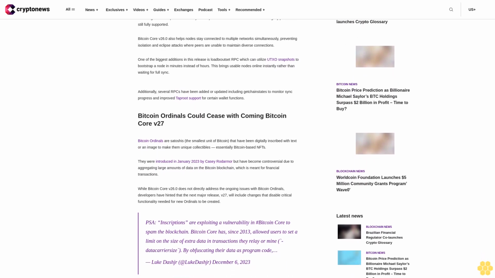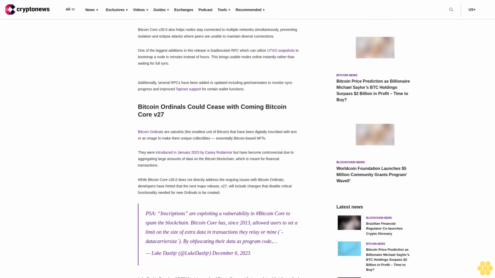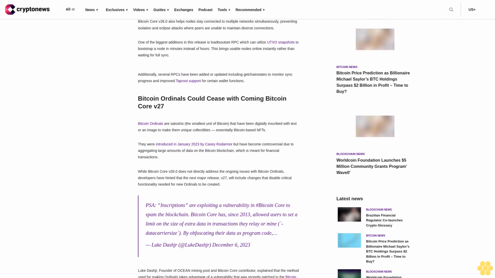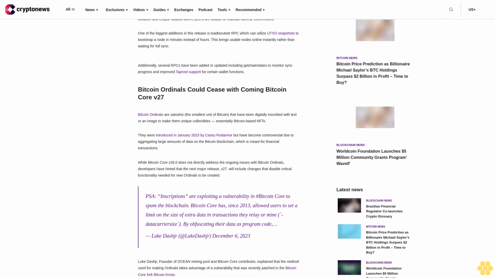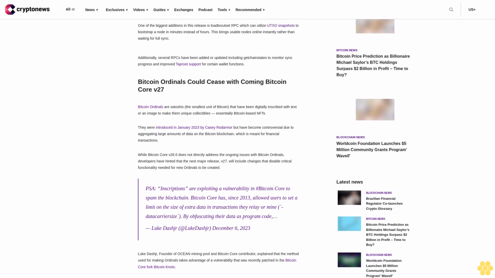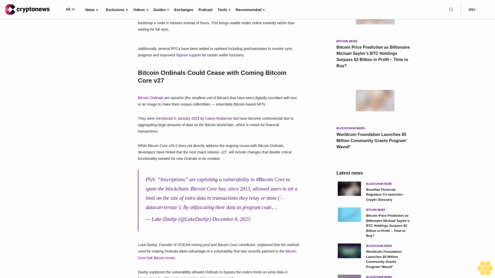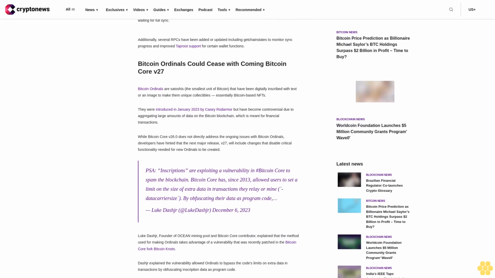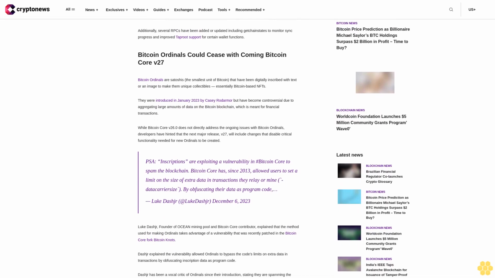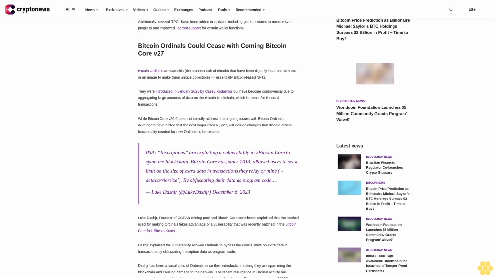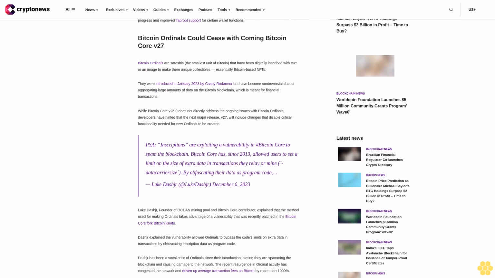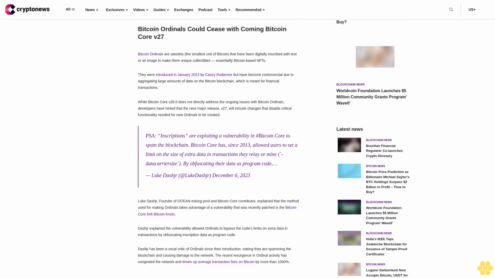Bitcoin Core V26.0 also helps nodes stay connected to multiple networks simultaneously, preventing isolation and eclipse attacks where peers are unable to maintain diverse connections. One of the biggest additions in this release is loadtxoutset RPC, which can utilize UTXO snapshots to bootstrap a node in minutes instead of hours. This brings usable nodes online instantly rather than waiting for full sync.